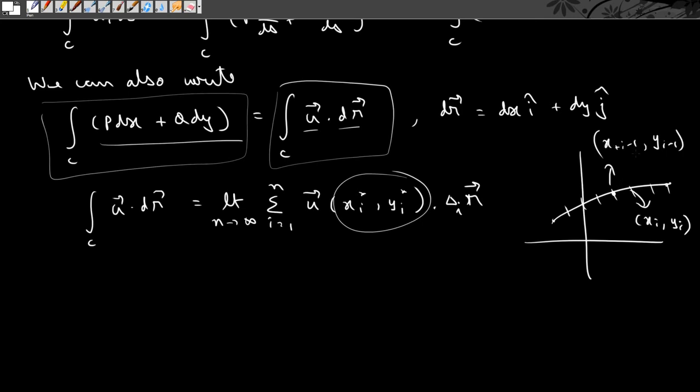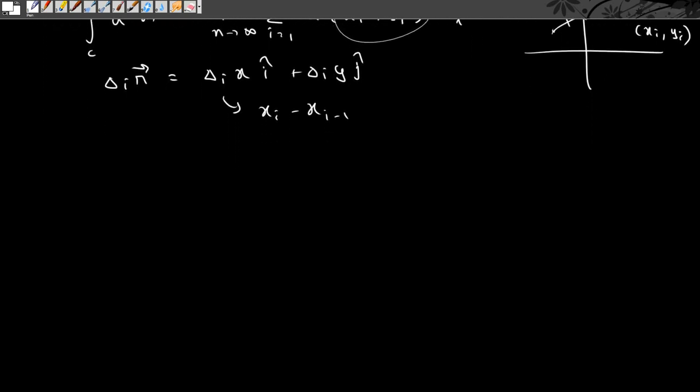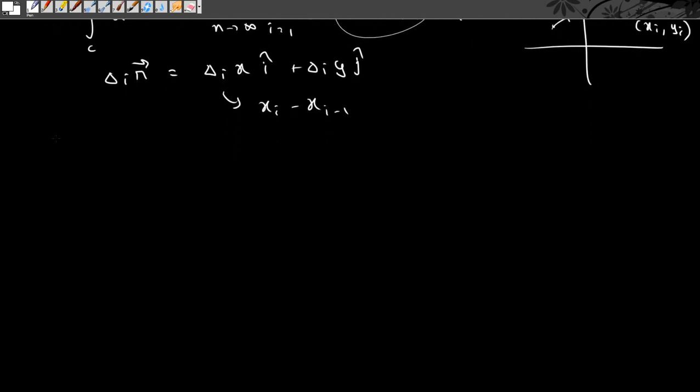Okay, and here delta r vector is nothing but delta x x cap plus delta y j cap, where this is x_i minus x_(i-1). Similarly for delta y. Okay, so this is another way of writing our general line integral in terms of a vector integral.